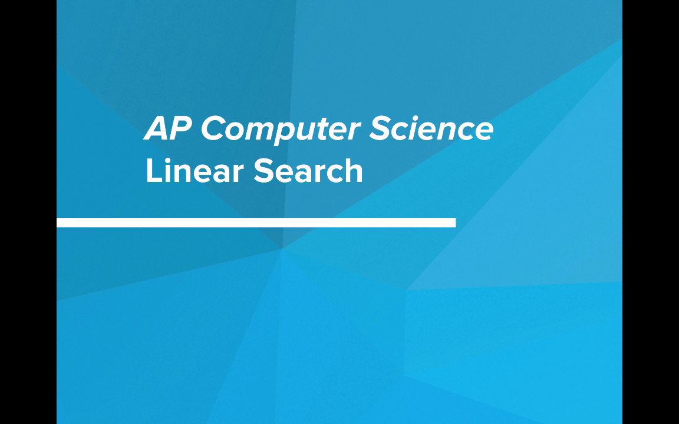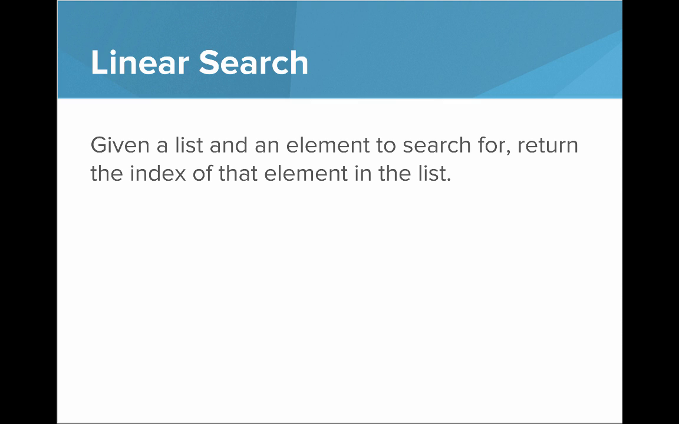Hi, in this video, we're going to introduce the algorithm for linear search, or sequential search. So what is linear search? Well, given a list and an element to search for, return the index of that element in the list. That's what we want to find out. Let's search for an element in a list.